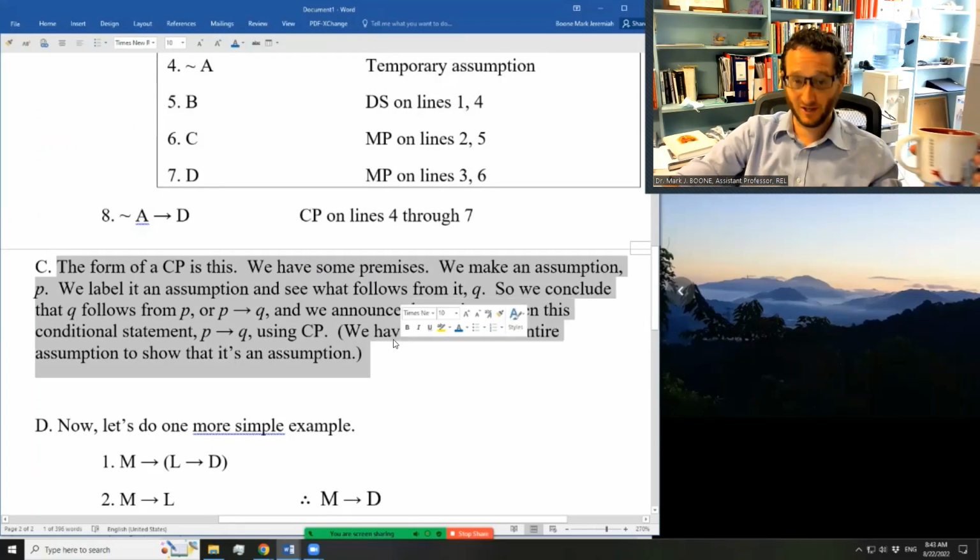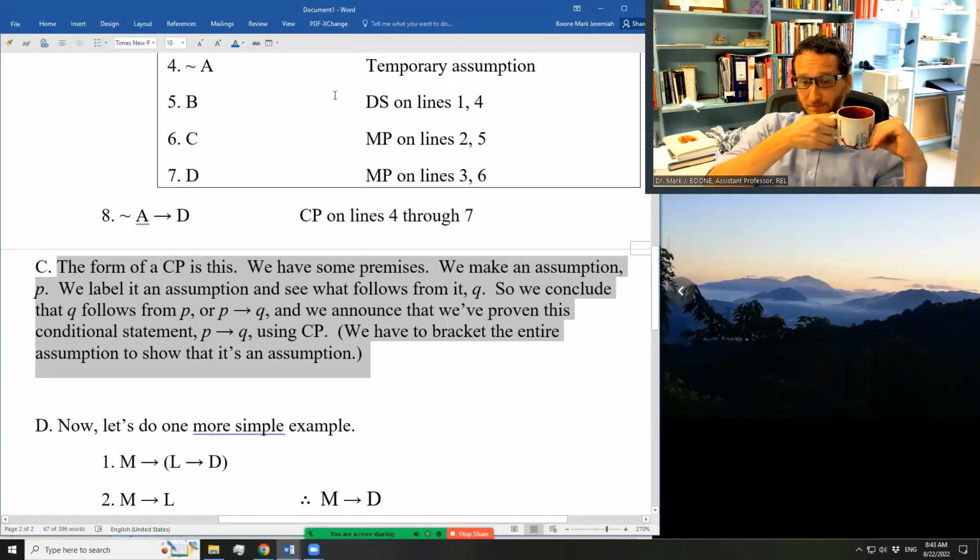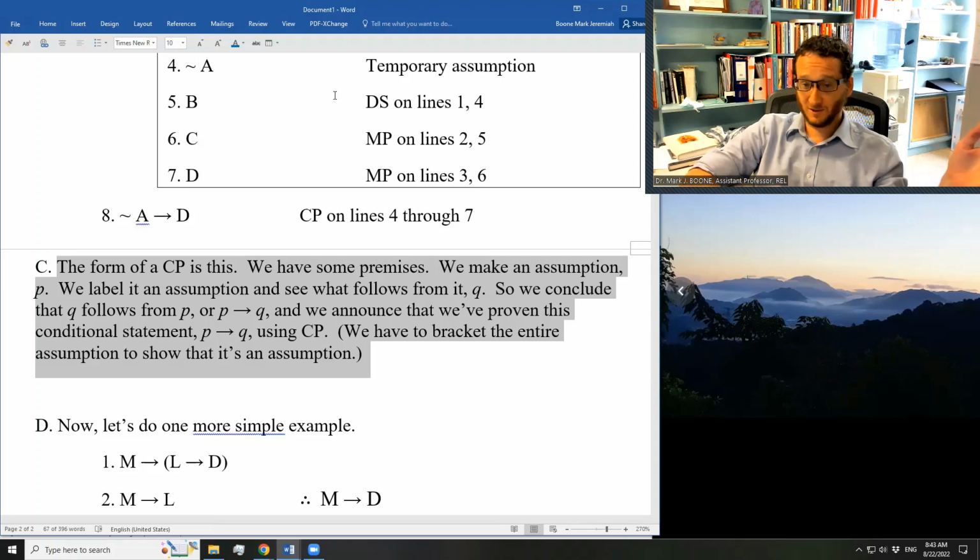Let's see if I said it succinctly here. We have some premises, we make an assumption, we label it as an assumption, we see what follows from it. Or we make an assumption, P, we label it as an assumption, we see that Q follows from it, then we conclude that Q follows from P, or P arrow Q. Then we announce that we've proven this conditional statement using the conditional proof rule.